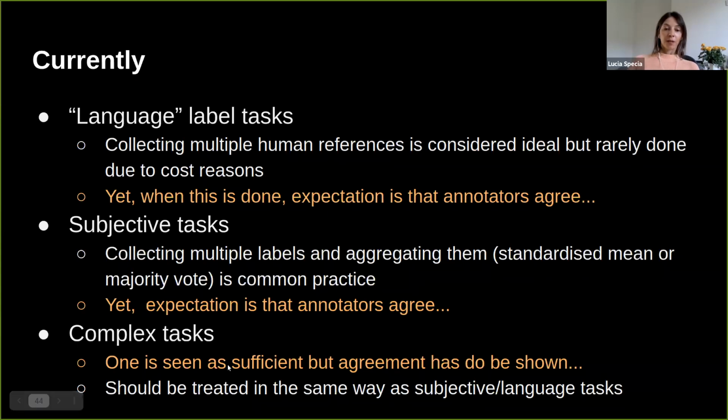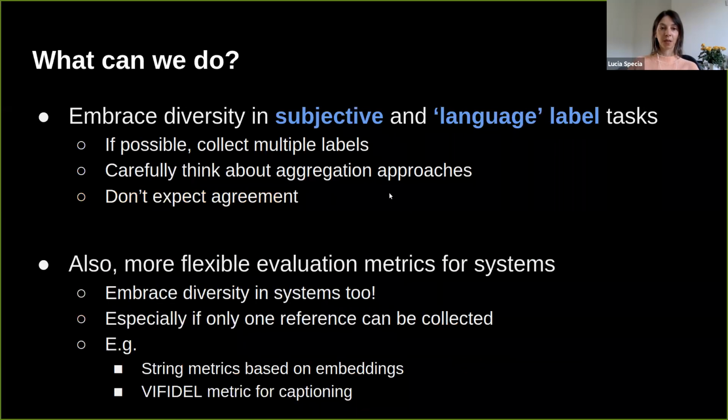And then for the very complex tasks, such as the annotation of critical errors, one instance seems to be considered sufficient, and you only show agreement on a smaller subset of data. This is mainly to do with the cost of the tasks. But what I claim here is that this should be treated in the same way as subjective or language tasks, where you're actually collecting multiple samples and then finding ways of aggregating them.